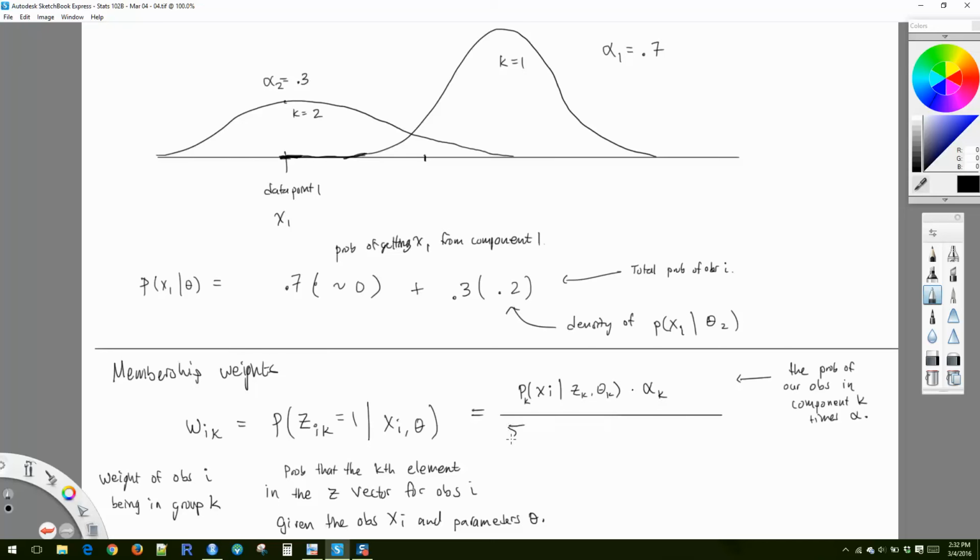It's going to be ugly. Because to indicate that you're going to do this for all of the different components, we use a different letter m, and it's going to be x sub i given z sub m and theta m times alpha sub m. Okay, but basically just do this thing for all the components and add them up. So essentially you calculate the same thing as the numerator, but for the different components.